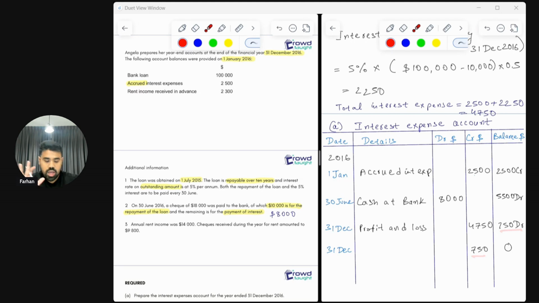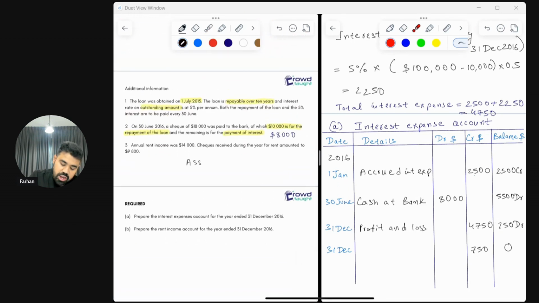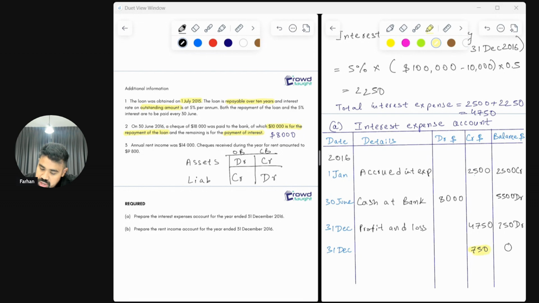Okay, I want to show you something here. So let me draw a table again, which you may have seen in my other videos. So we know we have got assets and we have got liabilities, okay? And both these have opening and closing balances. All assets should have an opening balance on the debit side and a closing balance on the credit side. All liabilities should have an opening balance on the credit side and a closing balance on the debit side, okay? Now, this amount that we have got here is for 750, it's on the credit side. And this is at the end of the financial year on 31 December 2016.